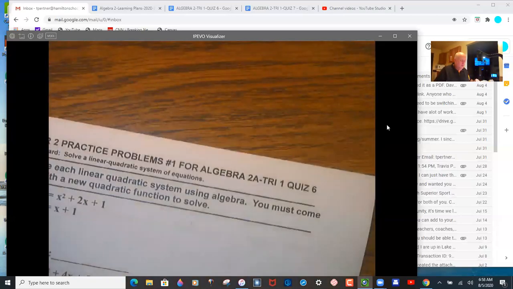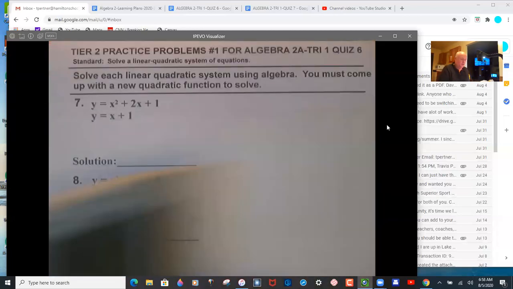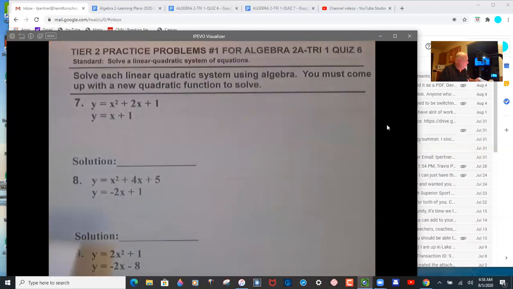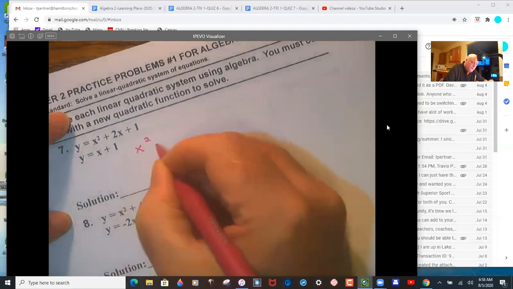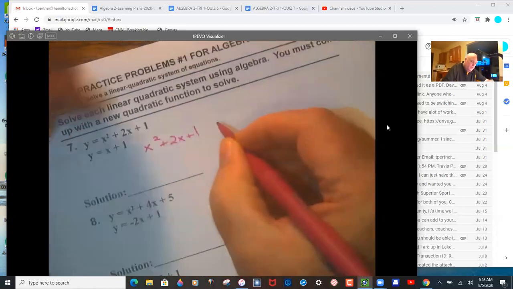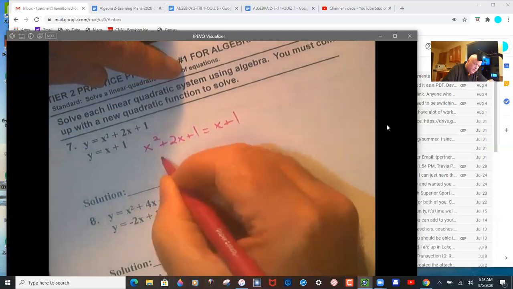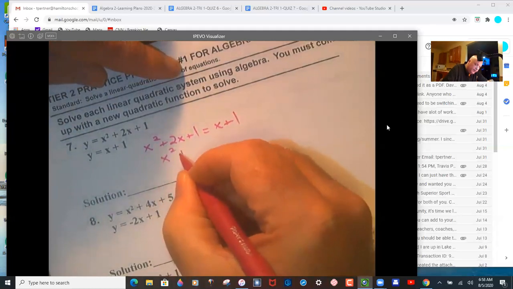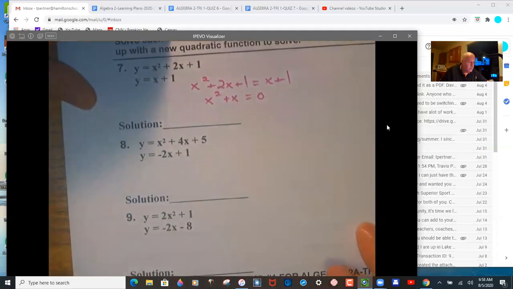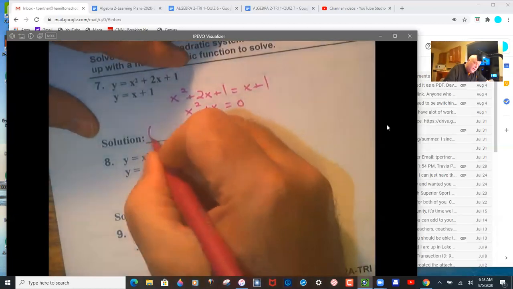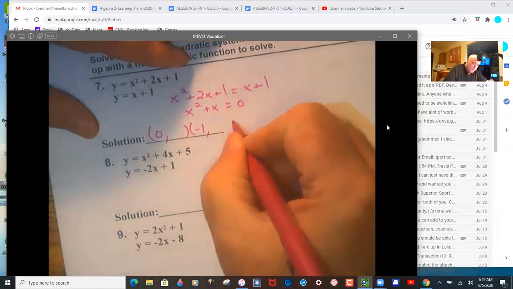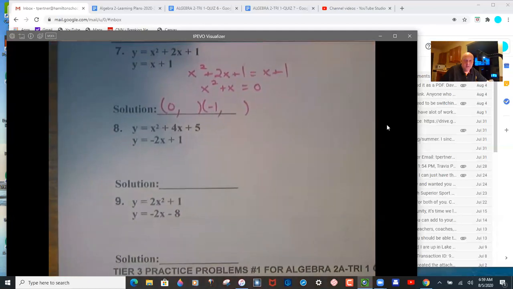All right, second page. So you want to solve these, and I'm looking for your new quadratic. When you do this, you're setting them equal to each other, and I need the new quadratic. So plus x equals 0. Subtract x, subtract 1. When you solve this, you're going to get 0 and negative 1. And when you solve it and get the solutions, you should write them like that.